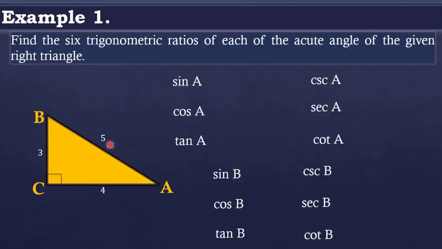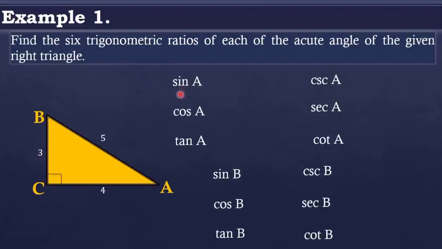Let's have an example. Find the 6 trigonometric ratios of each of the acute angle of the given right triangle. So, we have here triangle ABC with the given measures of 4, 3, and 5. So, we have here our hypotenuse, this is 5. And then, this is our first leg, which is 3. And then, your second leg, which is 4.